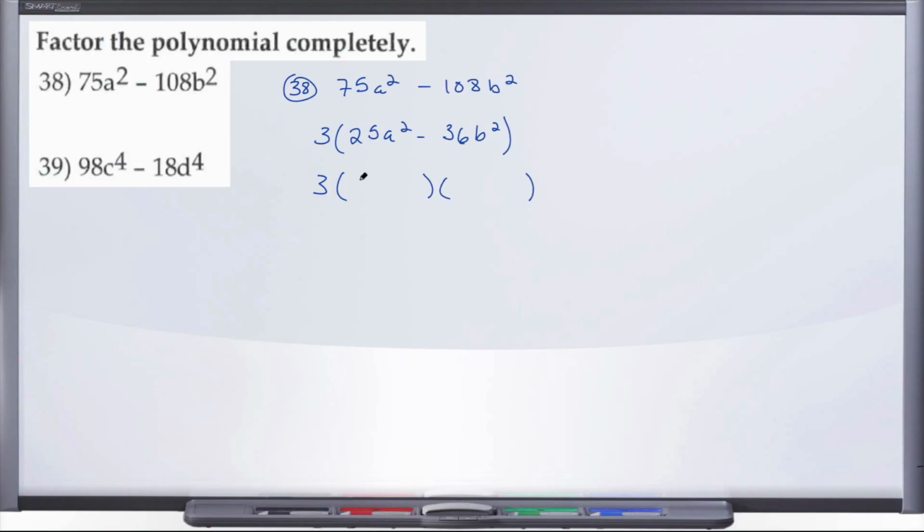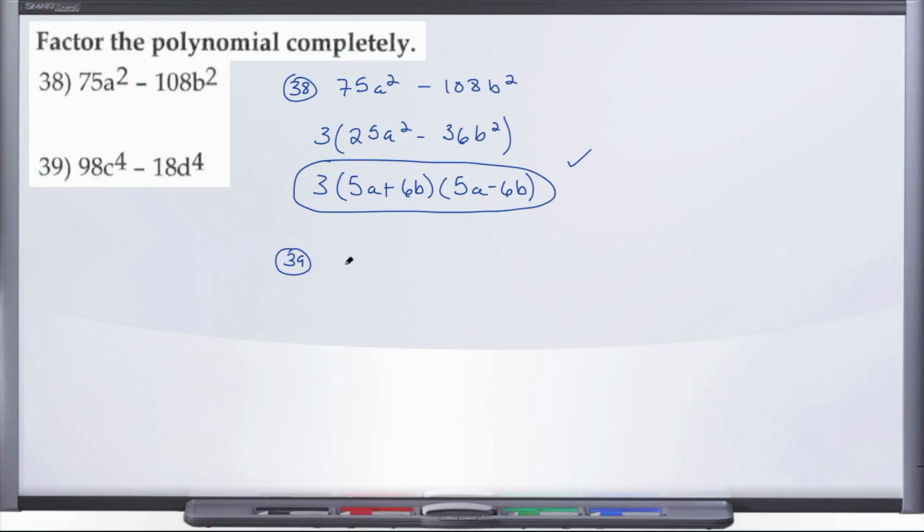And now what's the square root of 25? Well, 5. Let's split this a squared up into a and a. And then what's the square root of 36? Well, 6. Let's split this b up into b and b. And then because it's a difference of perfect squares, we do plus minus. And we are finished with 38. See, these aren't too bad, right?